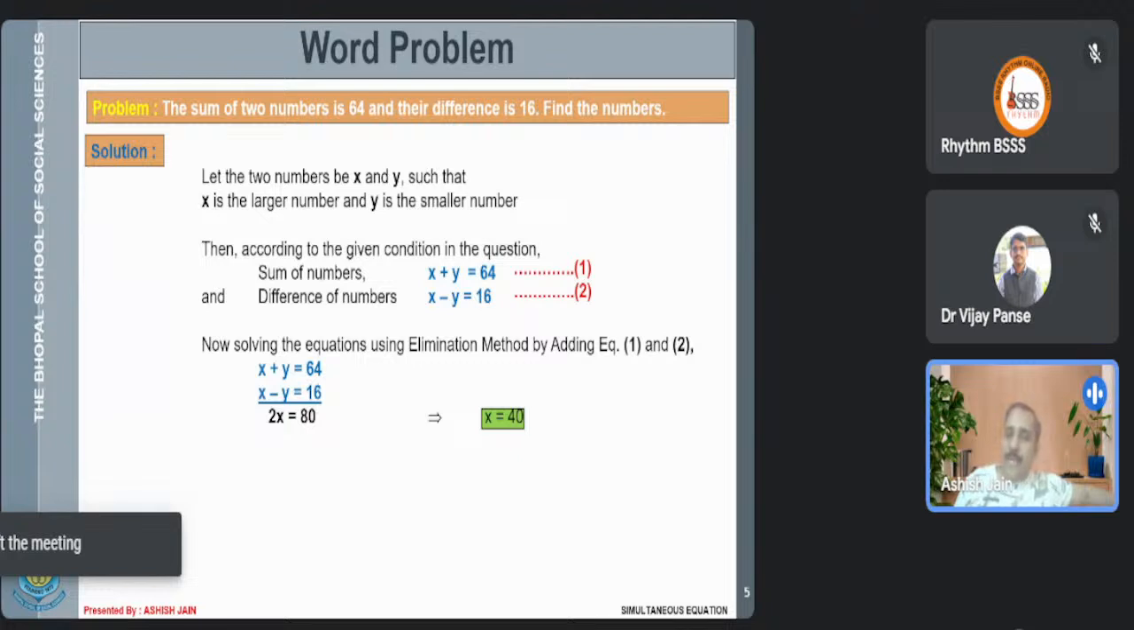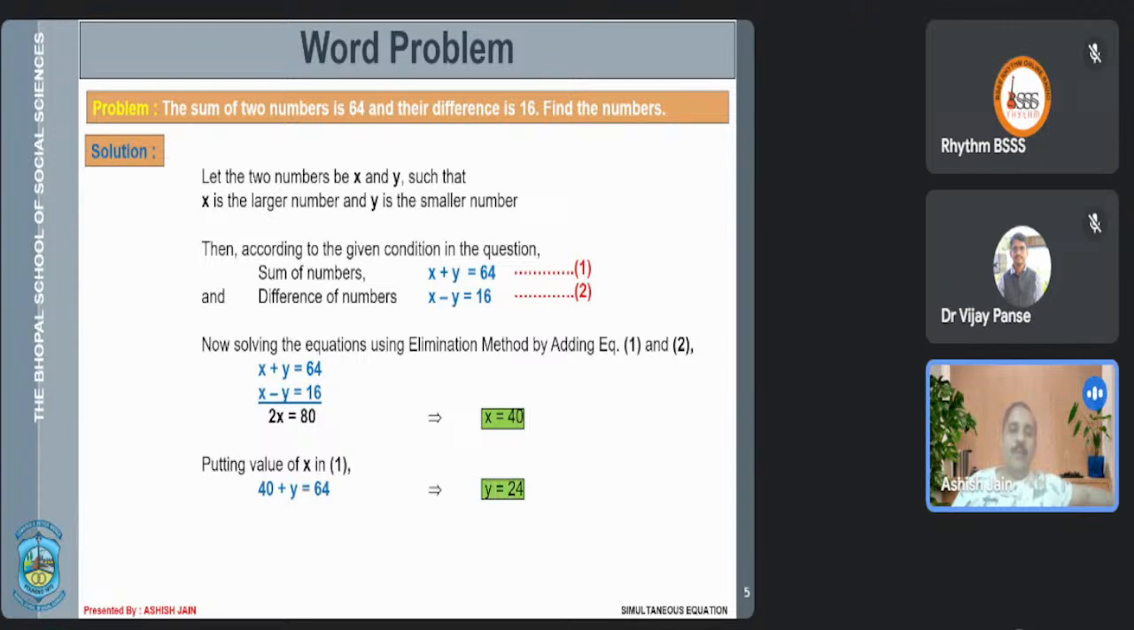So y and minus y cancel. You are left with twice of x is equal to 80. It gives the value of x as 40. You put it in equation number 1, and you will get the value of y as 24. Now, what was asked in the answer? We were asked for the numbers. We had substituted the numbers as x and y, so we say, hence the two numbers are 40 and 24. Clear? Simple word problems like this will come.